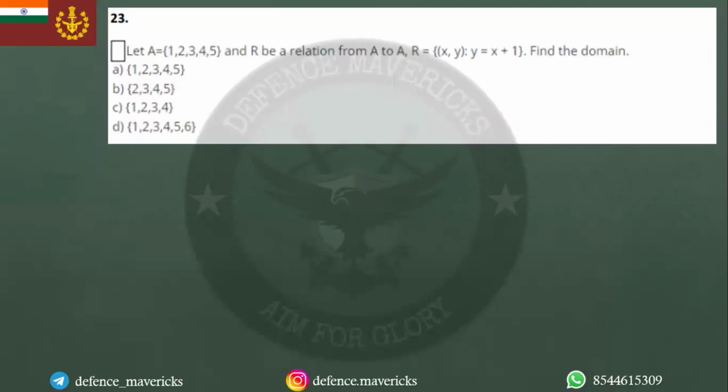So let A be this, R be a relation from A to A, R is such that y is equal to x plus 1, and find the domain. Now what is domain? Domain is all the possible inputs. Now here what is the input? X, and the output is y. Now A is 1 2 3 4 5 and the relation is from A to A. So now what all numbers can I put in the domain? Y is such that it is x plus 1.